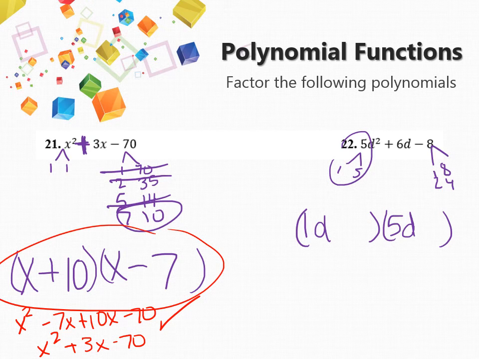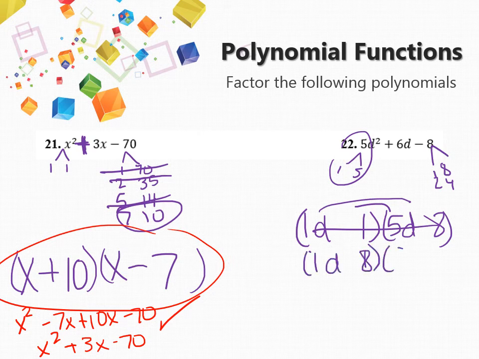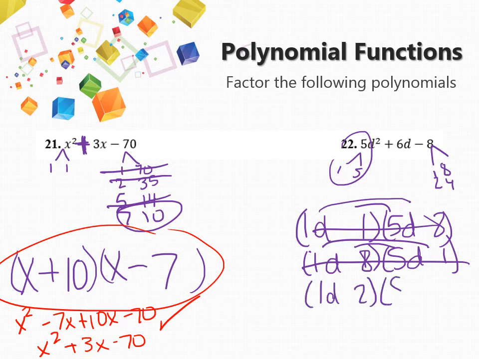But 8, I'm going to play the game a little bit here, you guys. I'm going to start with 1 and 8. If I multiply that out, an 8 and a 5 will never get me to 3. Cross it off. Let's try again. I'm going to try 8 and 1. Let's flip it around. That would get me a 1 and a 40. Oh my goodness, that's so far off. Let's try this time a 2 and a 4.